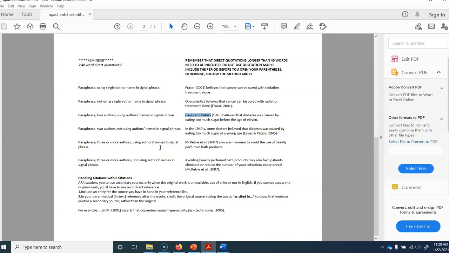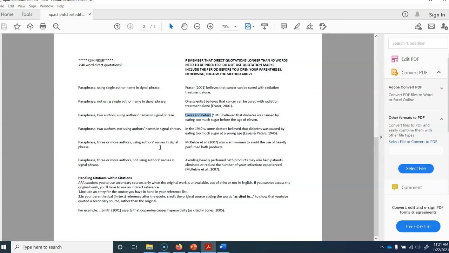Same thing if I'm using three or more. So with three or more, remember we can take that shortcut. I only list the first author that's listed. So in this example, it's McKelvey. And then I put in the Latin, et al, E-T, space, A-L, period. Then the year of publication. That's because I'm using the author's names in my sentence.